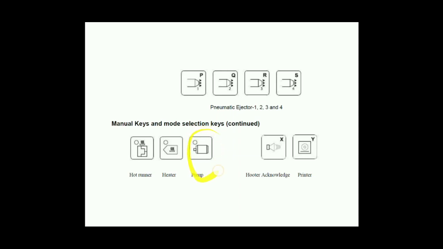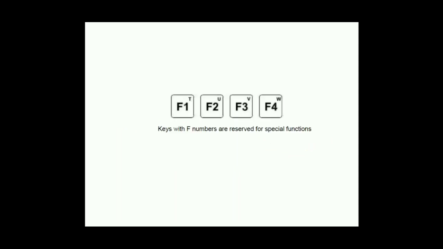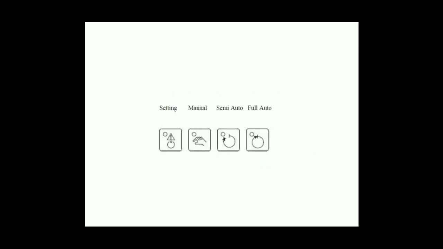Now moving to the next, that is the pump. For activating the hydraulic pump, to run your machine, you have to press this pump button. And this is for the hooter, which will indicate the alarm. And this is for the printer. If you want to print that particular page, then you just have to click the printer button. F2, F3 and F4 are some special function keys. If you are getting these keys on your machine, then remember that these are special function keys.